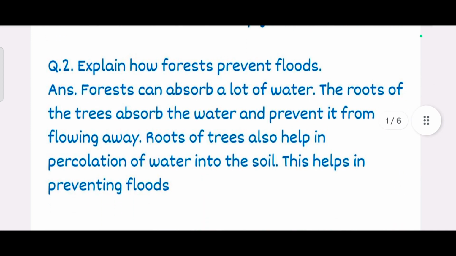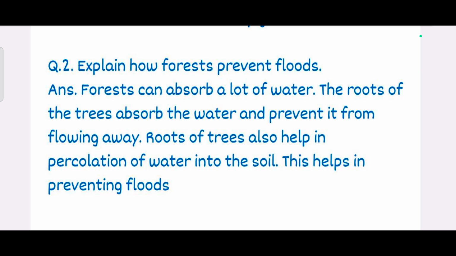Question number 2. Explain how forests prevent floods. Answer. Forest can absorb a lot of water.